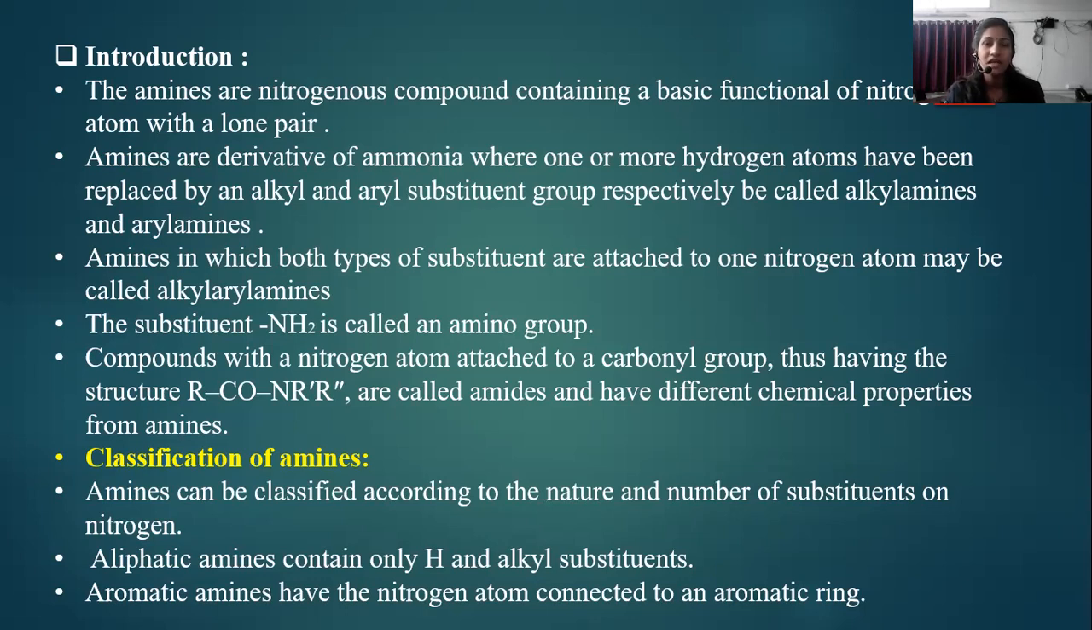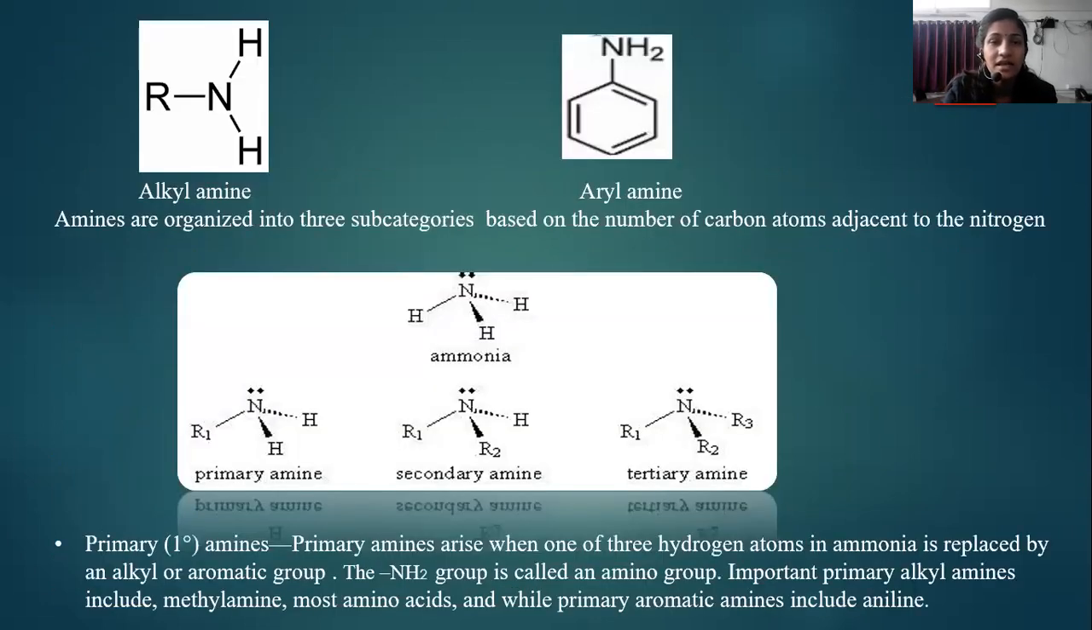Amines can be classified according to the nature and number of substituents present on a nitrogen atom. First of all, aliphatic amines commonly contain only hydrogen and alkyl substituents. Also, aromatic amines have a nitrogen atom connected to the aromatic ring. These are examples of alkyl amine and aryl amine. RNH2 is the alkyl amine, and a benzene ring containing the NH2 group, or amino group, is called an aryl amine.